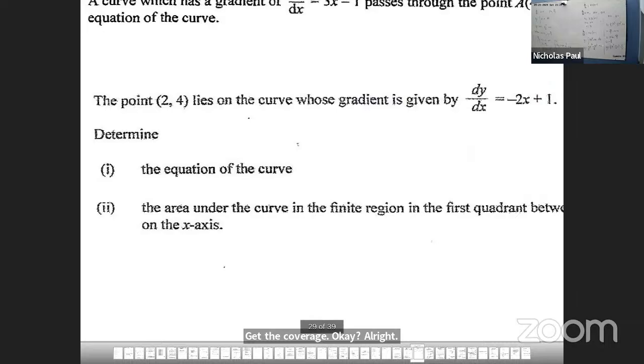All right, so next we'll be doing integration using the area and the volume, right?